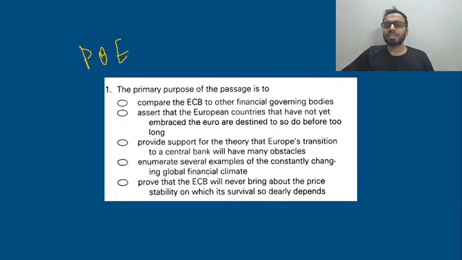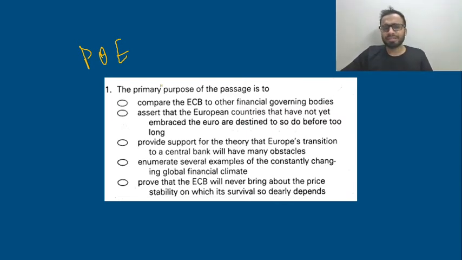A: Compare the ECB to other financial governing bodies. B says, assert that the European countries that have not yet embraced the euro are destined to do so before too long. Okay. C says, provide support for the theory that Europe's transition to a central bank will have many obstacles. Fourth, enumerate several examples of the constantly changing global financial climate. Fifth, prove that the ECB will never bring about the price stability on which its survival so dearly depends.